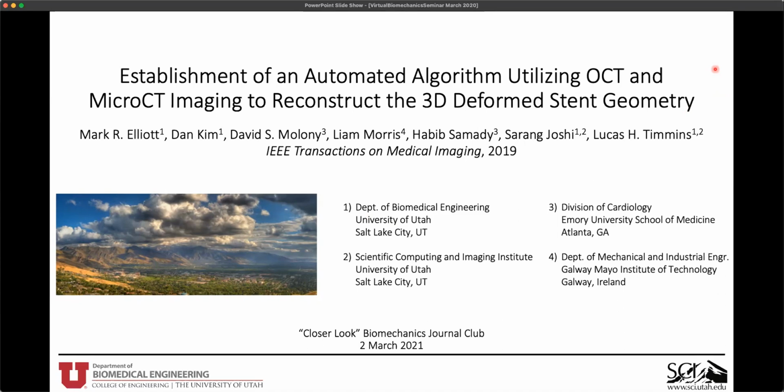This is a multidisciplinary collaboration I do want to highlight, led by Mark Elliott, who was the first student in my lab, a master's student, who really was key in driving this project. It was in collaboration with colleagues in the Ski Institute here at Utah, the Scientific Computing and Imaging Institute, collaborators in cardiology at Emory University, and also a collaborator in Ireland at GMIT.